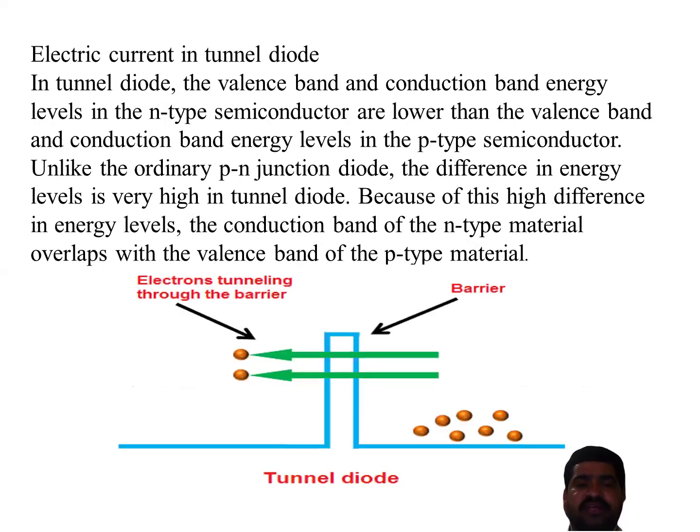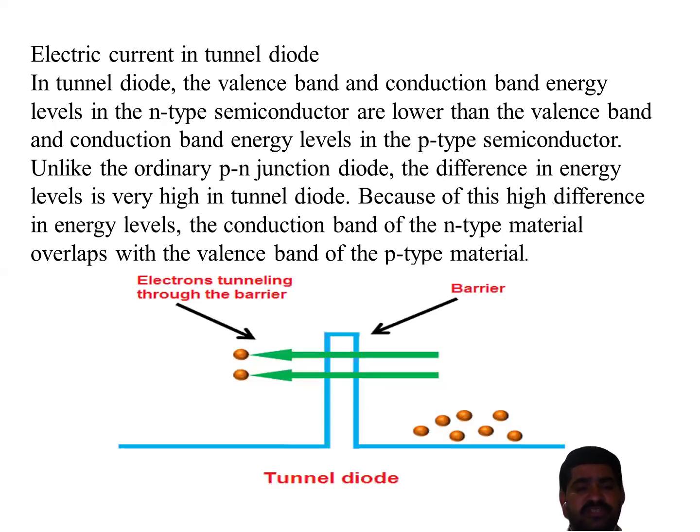So how does the electric current flow in tunnel diodes? In a tunnel diode, the valence band and conduction band energy levels in the n-type semiconductor are lower than the valence band and conduction band energy levels in the p-type semiconductor.